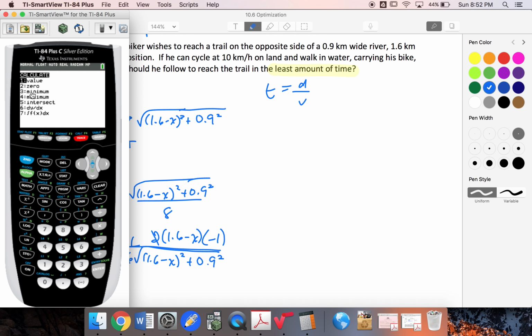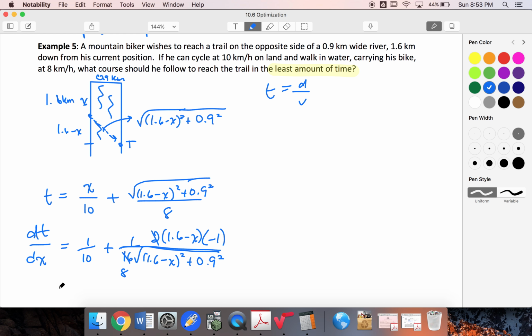So I want the 0. I'm going to say 0.1 is on the left side. And then on the right side, just to be sure, 0.7. And then my 0 somewhere in the middle, maybe 0.5. And there's my 0 when my x value is 0.4. So dt/dx equals 0 at x equals 0.4.